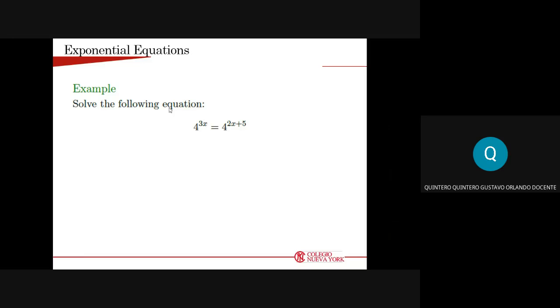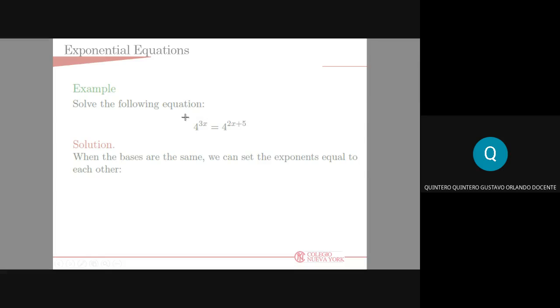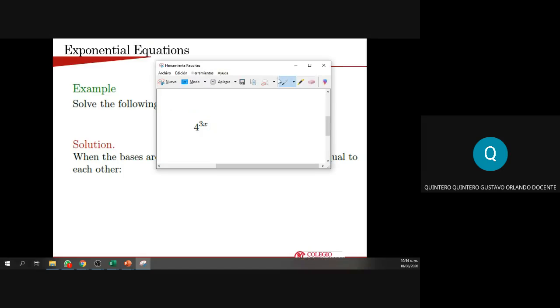Okay. I'm going to show you how to solve this. So here, solve the following equation. What we have here is that when the bases are the same, we can set the exponents equal to each other. So what I mean here is, look, in the first example, we have 4 to the 3x, right? That is an exponent, right? I don't know if you guys remember about this or not, but this little 4 here is called the base, right?